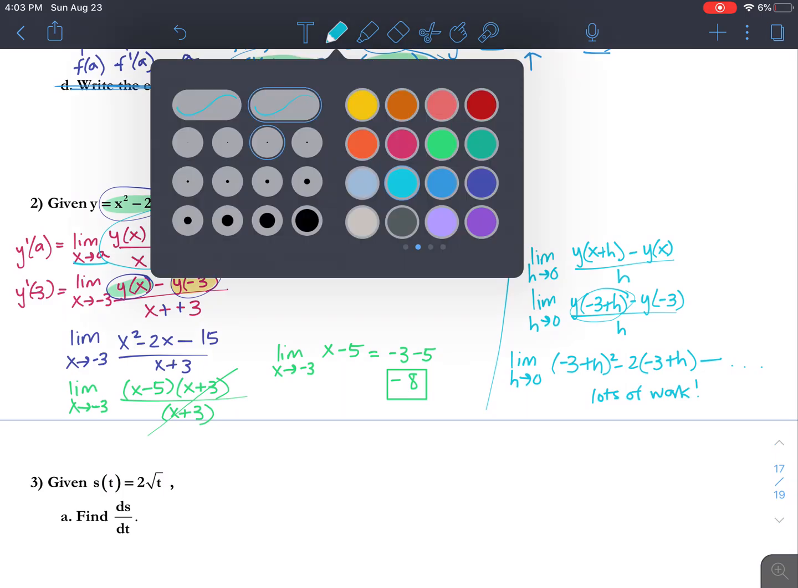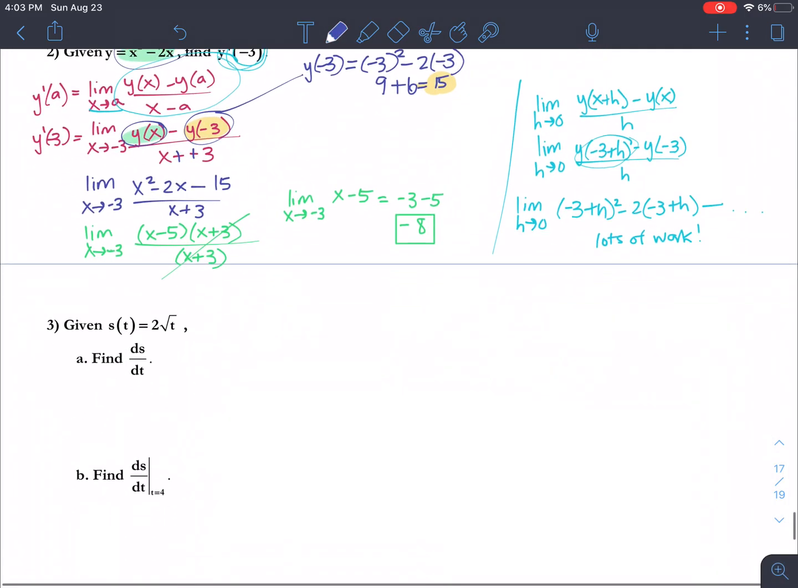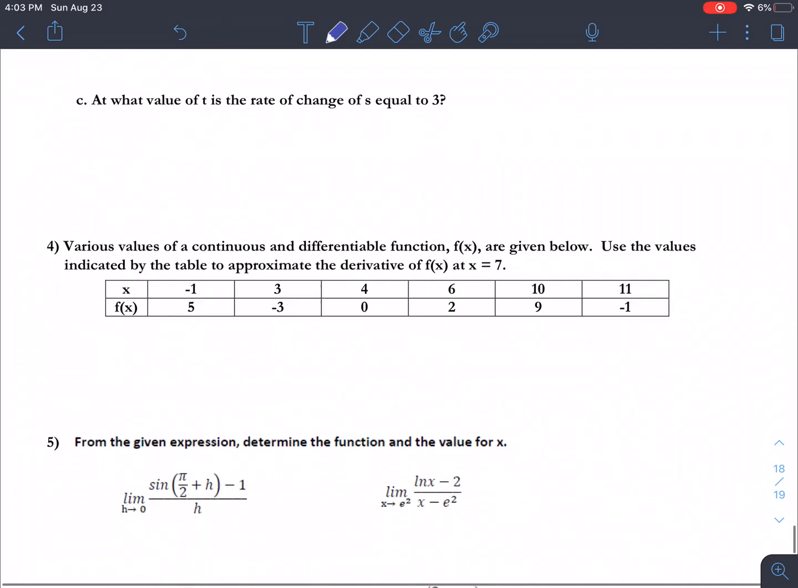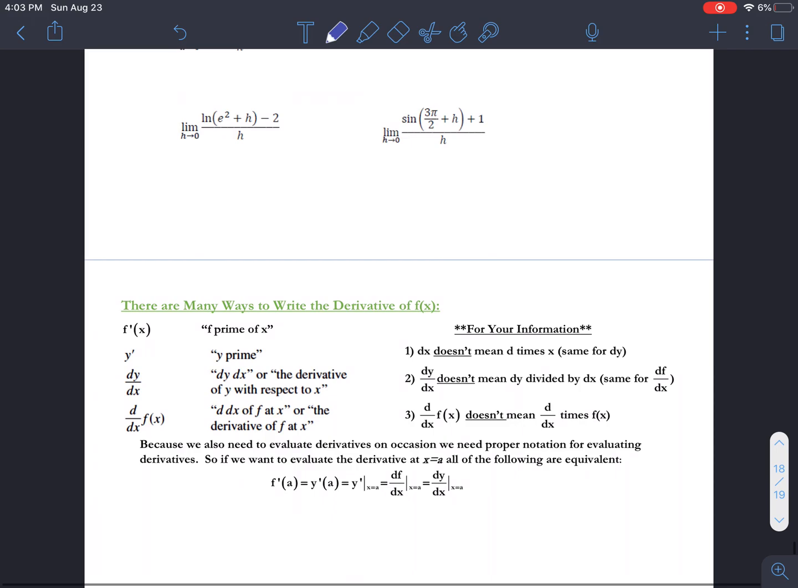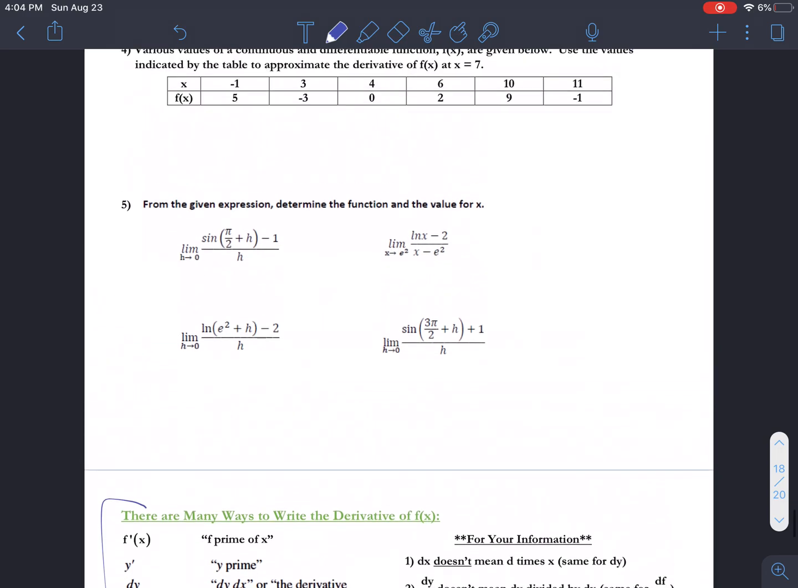Okay, we're gonna save number 3 for class, so hold on to that. I do want to mention number 5 just briefly. And you'll notice the last page, by the way, I just have, here are many ways to say f prime of x, or the derivative of f of x, excuse me. So I just wanted to show you that. We'll talk about it more.